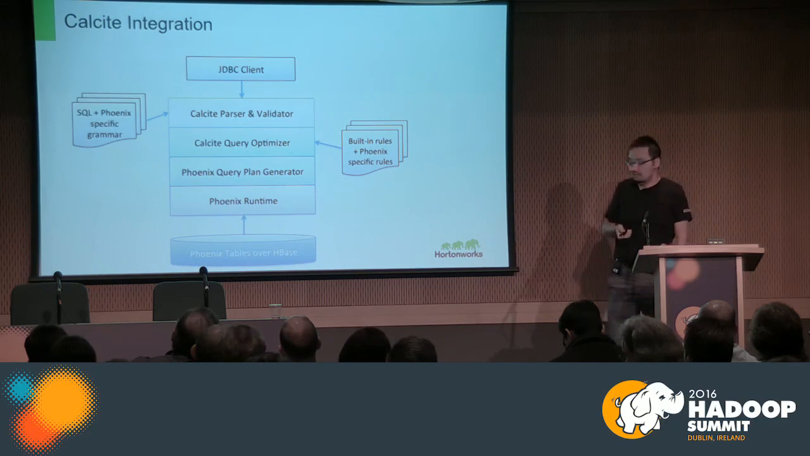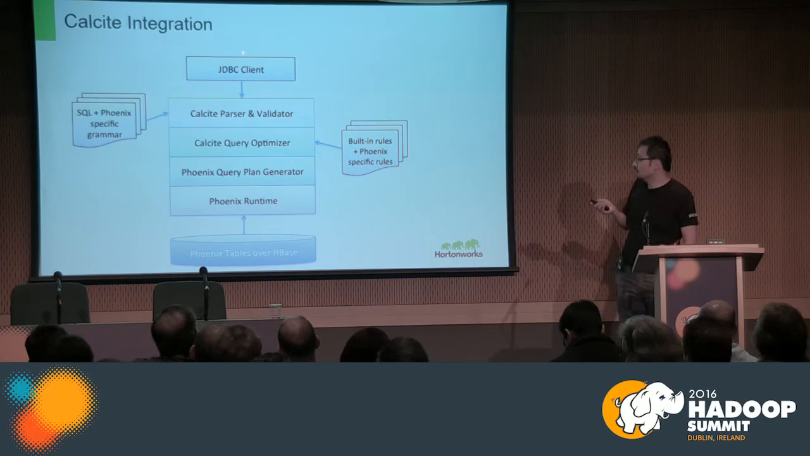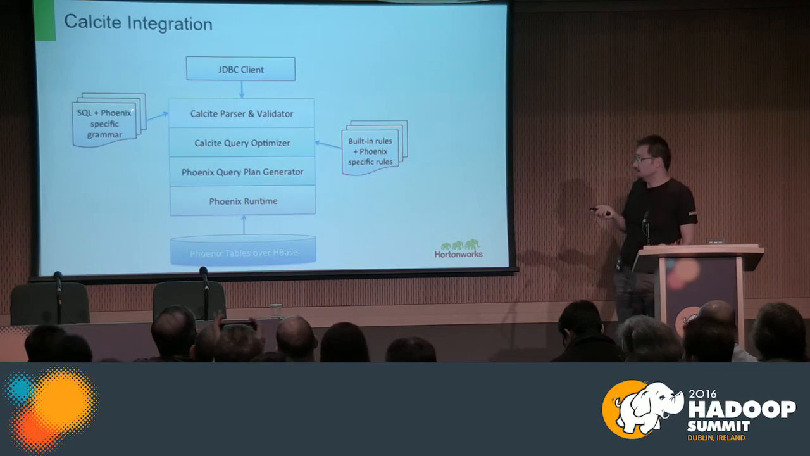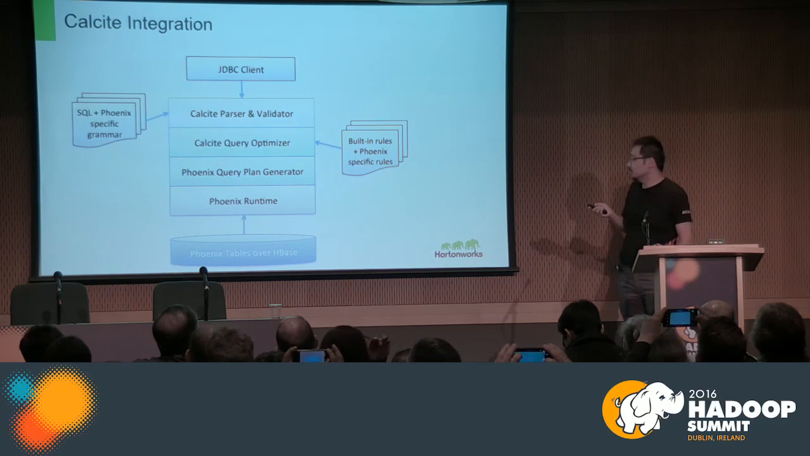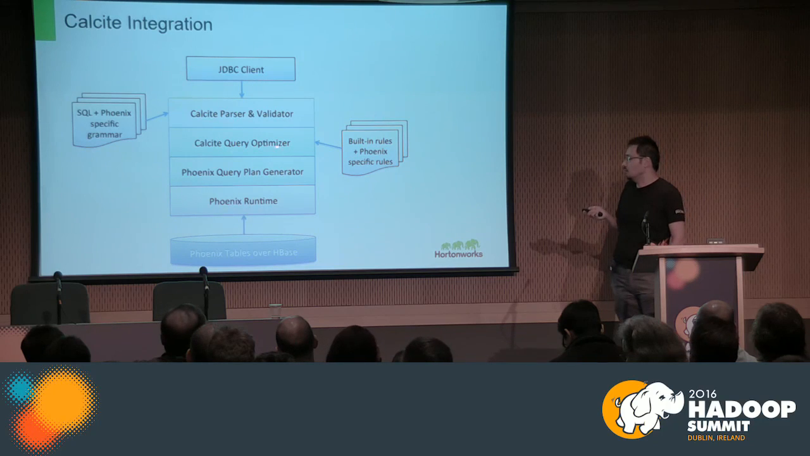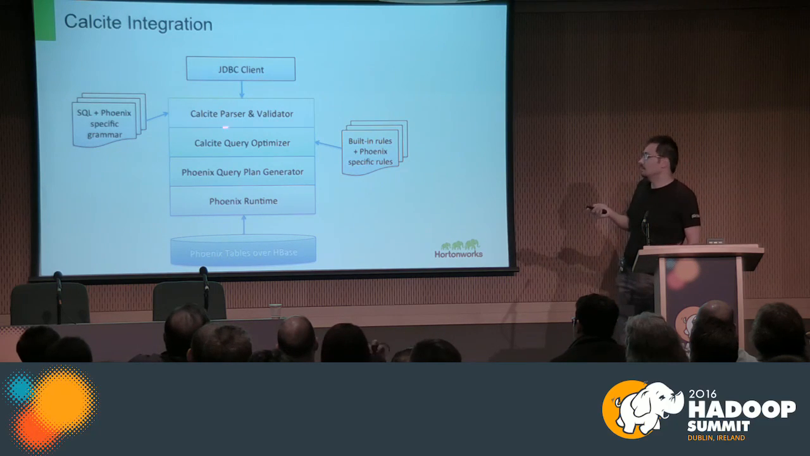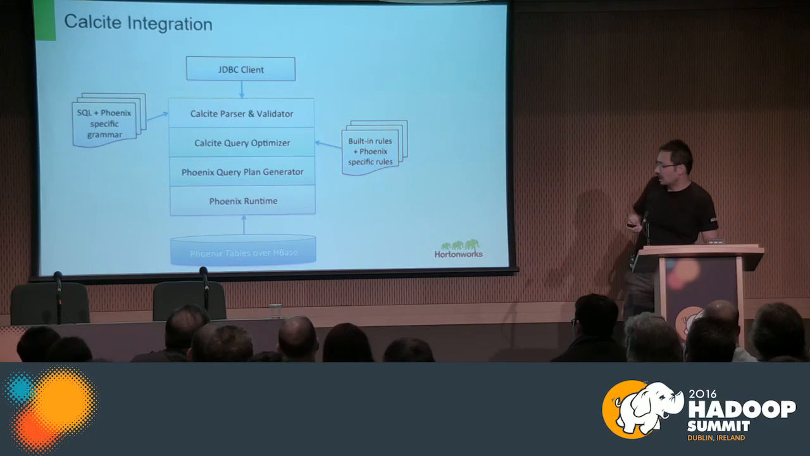So here is how it will work. The JDBC client for Phoenix will use the Calcite parser, and then the SQL and Phoenix-specific grammar will go in the Calcite parser. And then the Calcite query optimizer, as I talked about before, will use the built-in rules plus the Phoenix-specific rules to come up with the query plan. And then the query plan will be generated by Calcite using these Phoenix-specific rules. And then the Phoenix runtime will run those.